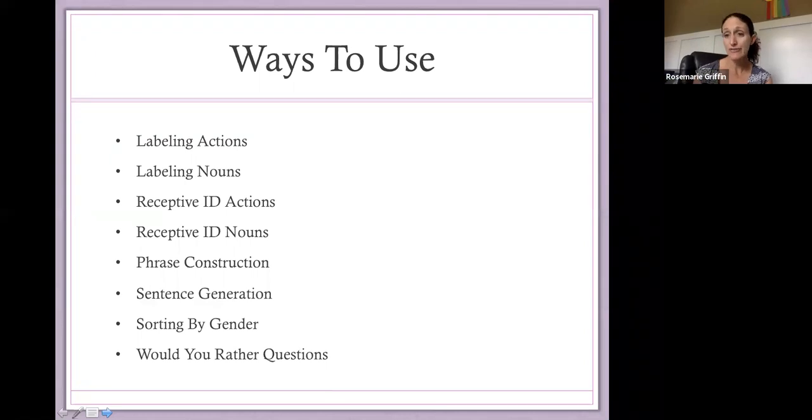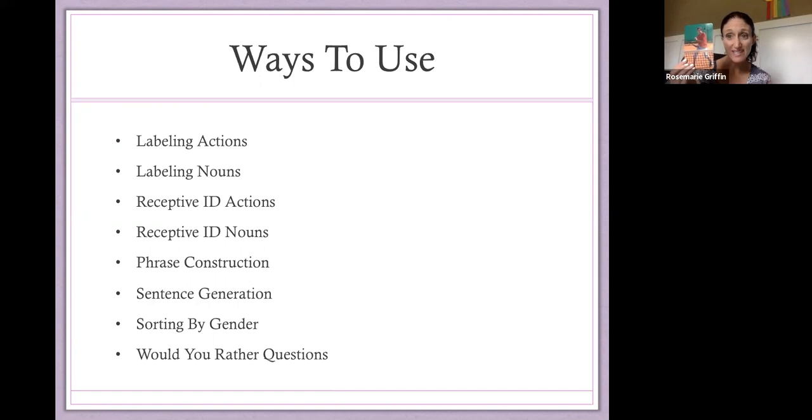I also use it for phrase construction, like we talked about with my student who I worked with. And so we would say, you know, what is she doing in this picture? Riding bike. What is he doing in this picture? Playing tennis. And that's a really nice way to get a phrase construction.